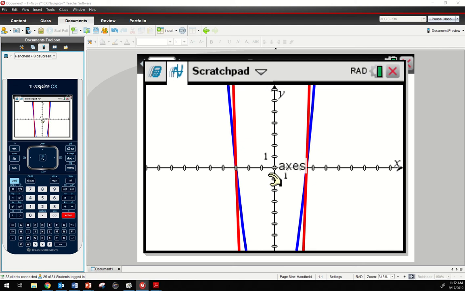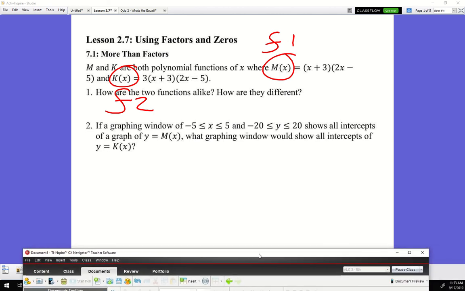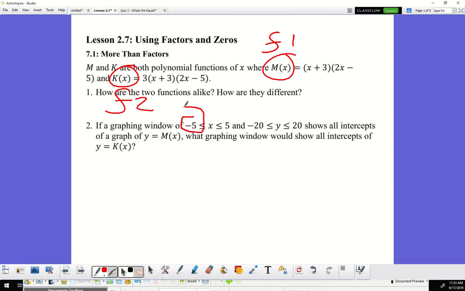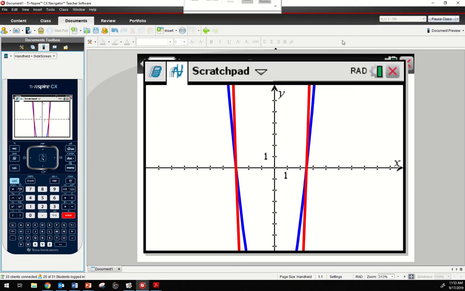Let's go ahead and we're answering the second problem, now that I see a lot of people are actually on there. So we're answering the question. It says, if a graphing window is from here to here, so that means this is the X min, this is the X max, Y min, Y max, show intercepts. So I'm going to get to that. So we're going to change our window.